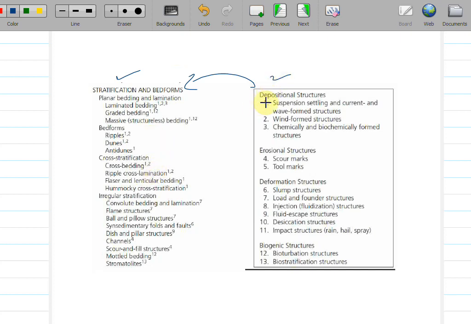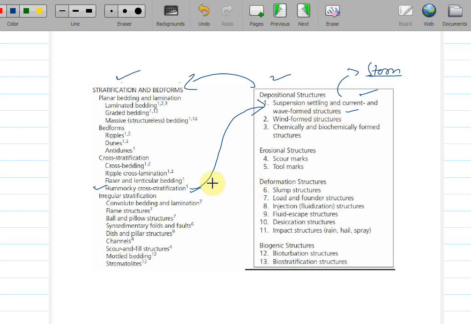As you can see, there are some numbers given. These are some of the causative factors which are responsible for the formation of these structures. For example, hummocky cross stratification, which we discussed in the first video, has number 1 written on it. Number 1 represents the first depositional structure. So hummocky cross stratification is a depositional structure formed by suspension settling, current and wave forms. Basically, these are formed by storm action.